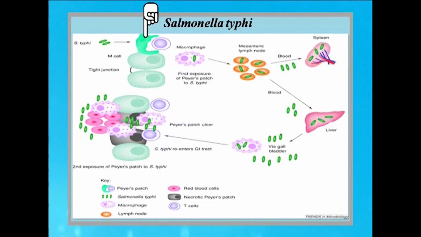Through this M cell, the Salmonella typhi enters, reaches the macrophages which are present in the lymphoid tissue, and after reaching the macrophages, it reaches the mesenteric lymph nodes, and via the bloodstream, it reaches the spleen and the liver. From the liver, via the gallbladder, it can again attack the gastrointestinal tract and cause the necrosis of the Peyer's patch. So we can see how salmonella poisoning can affect the different cell types in a human body.